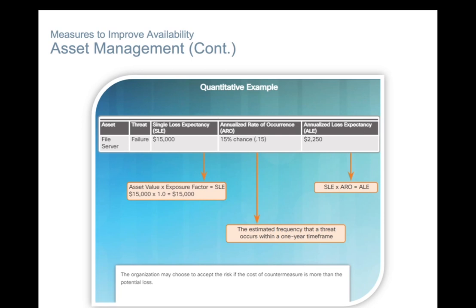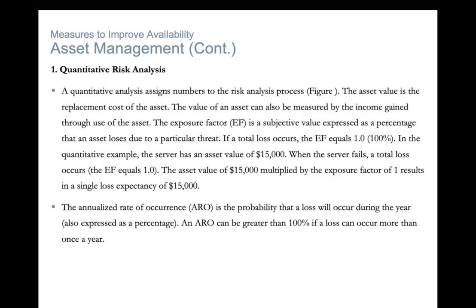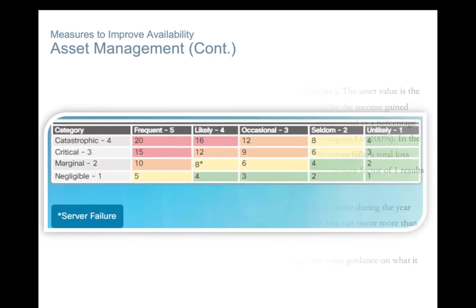So this is the quantitative example of asset management. Another one is the qualitative risk analysis. A qualitative risk analysis uses opinions and scenarios.